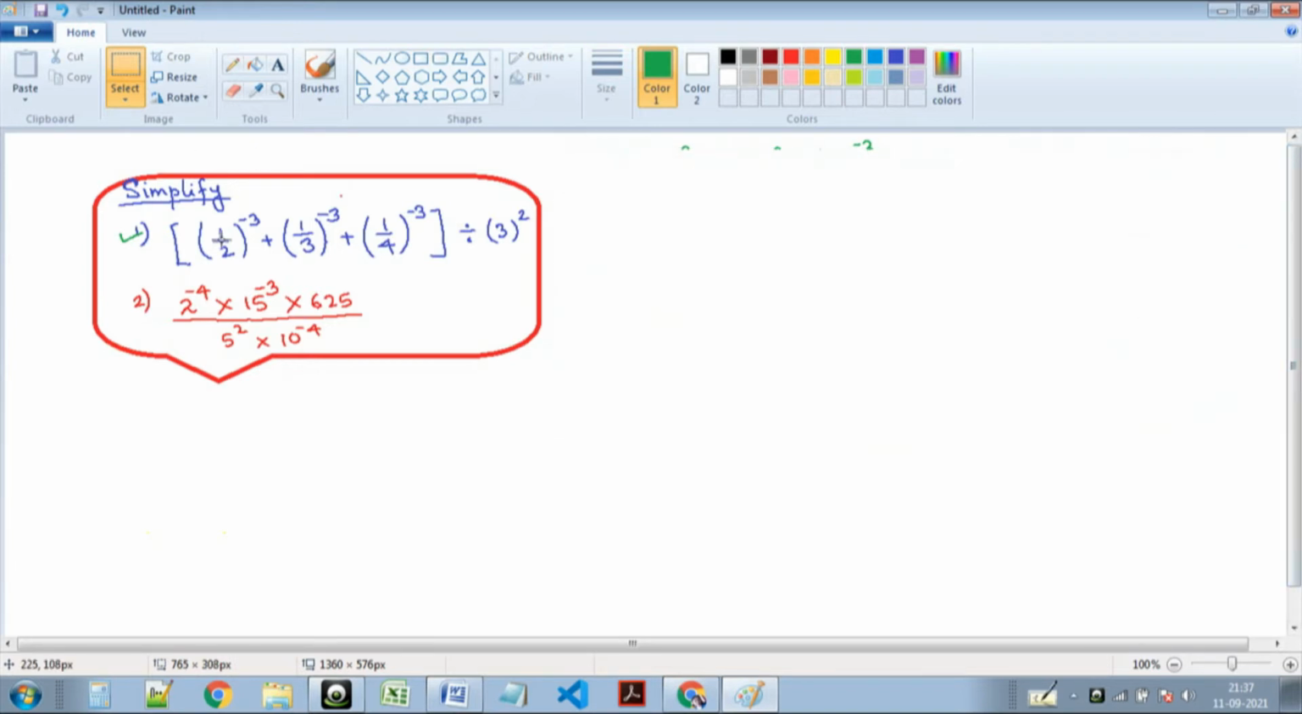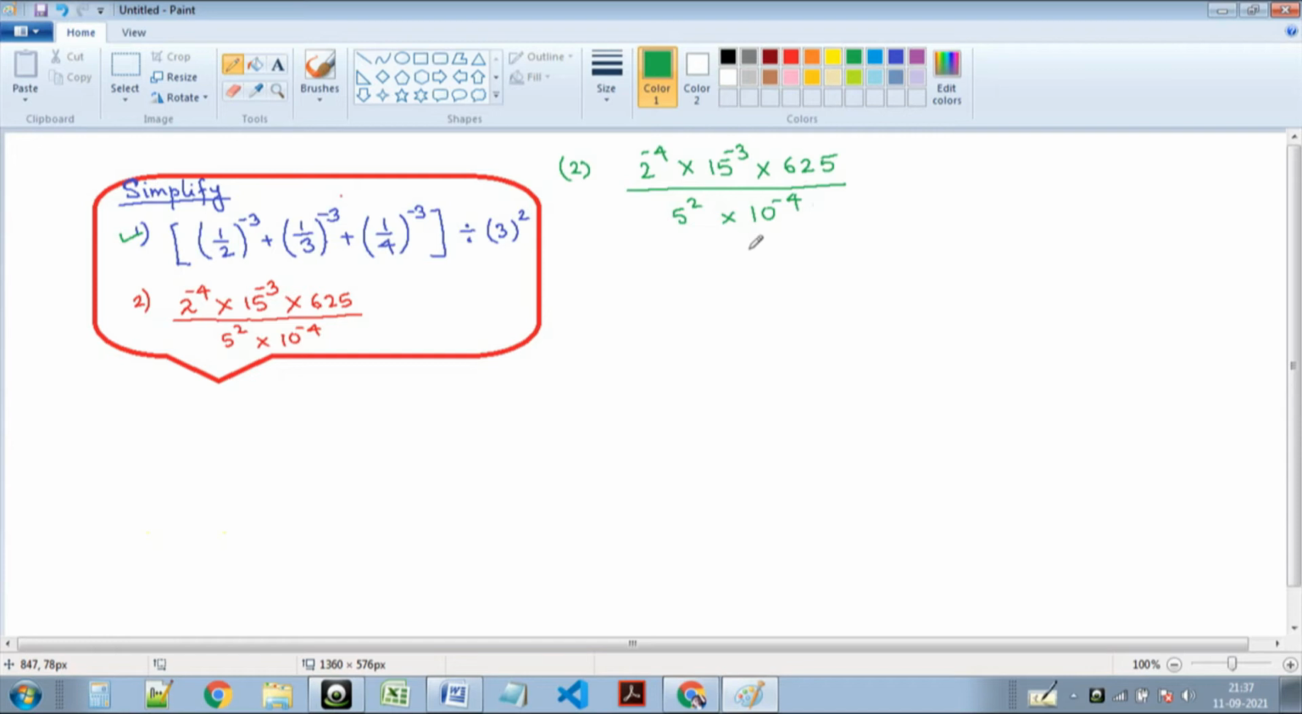Okay, so let's start with question number 2. I'm once again writing the question: 2 to the power minus 4 cross 15 to the power minus 3 cross 625, whole divided by 5 square cross 10 to the power minus 4. So this is our question and we have to find the solution for that one.